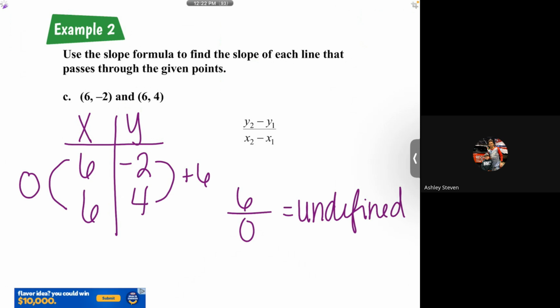What happens if it were switched and the 0 was on the top and the 6 was on the bottom? It would just be 0.